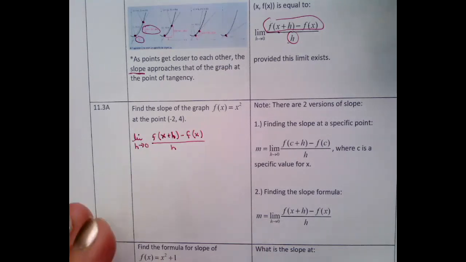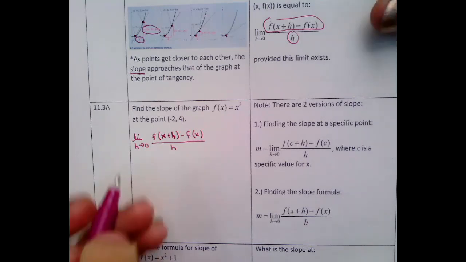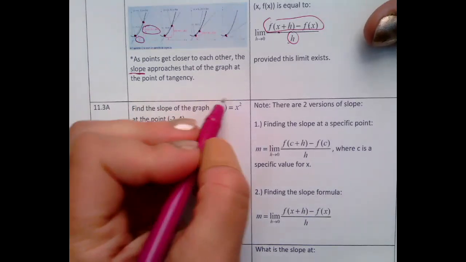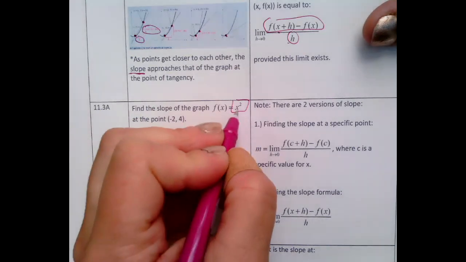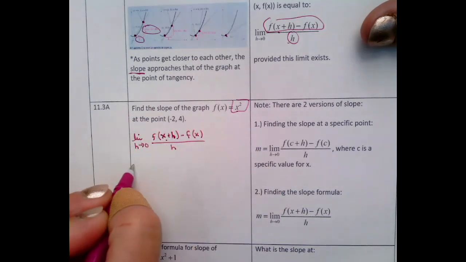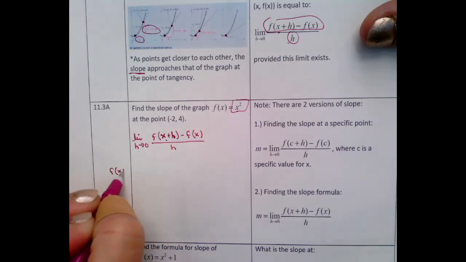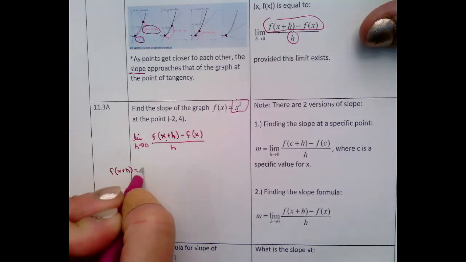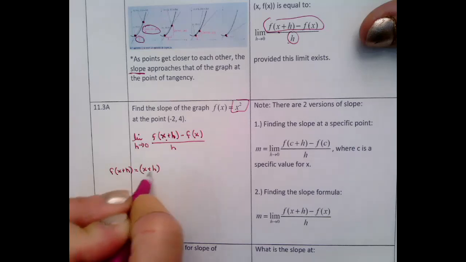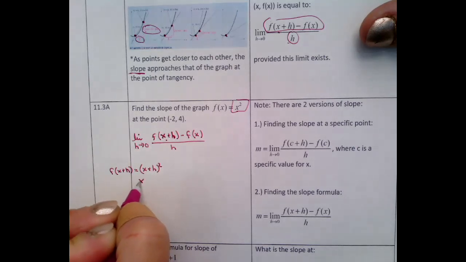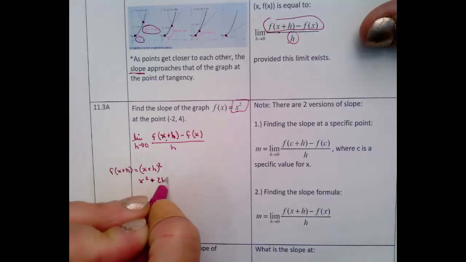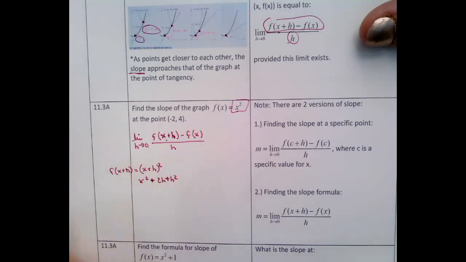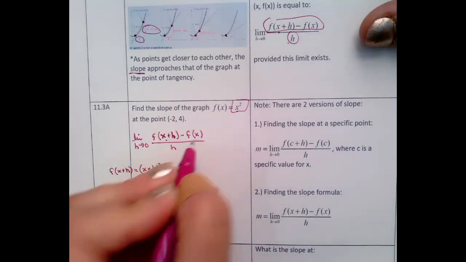Okay, we have to actually plug this stuff in for the function. Our function is x squared, so anywhere we see an x, we're going to plug in x plus h. So for f of x plus h, we're going to get x plus h squared, which is really going to be x squared plus 2xh plus h squared.